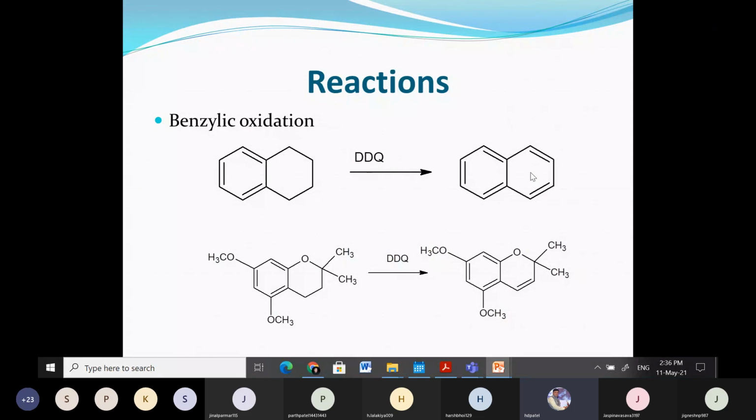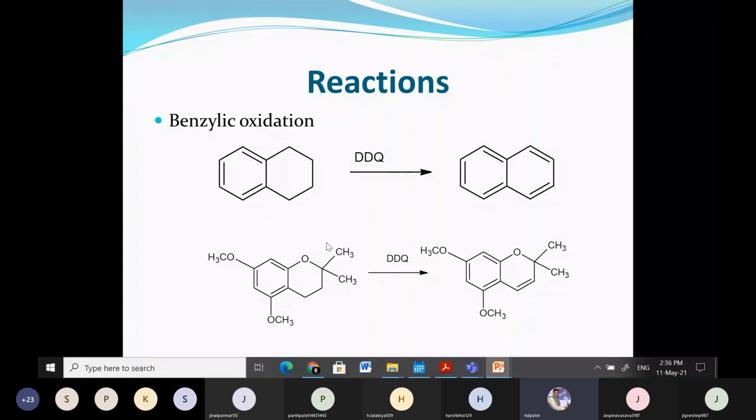Now here you can see 10 pi electrons are there. As per the Hückel rule, if two rings are there, then 10 pi electrons are required. So here 10 pi electrons are there. So we can say this one is known as an aromatic compound.